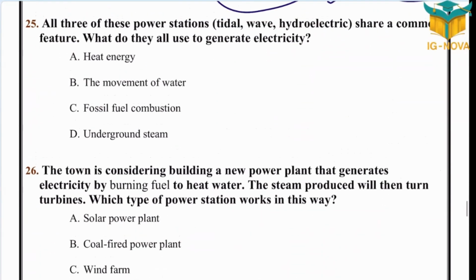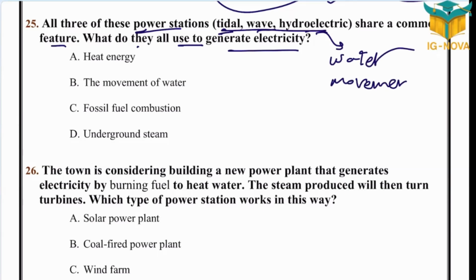Question 25. All three of these power stations, tidal, wave, and hydroelectric, share a common feature. What do they all use to generate electricity? For tidal, wave, and hydroelectric, all three of them come from water movement. So heat energy, no. The movement of water, yeah. So we're gonna go for B.